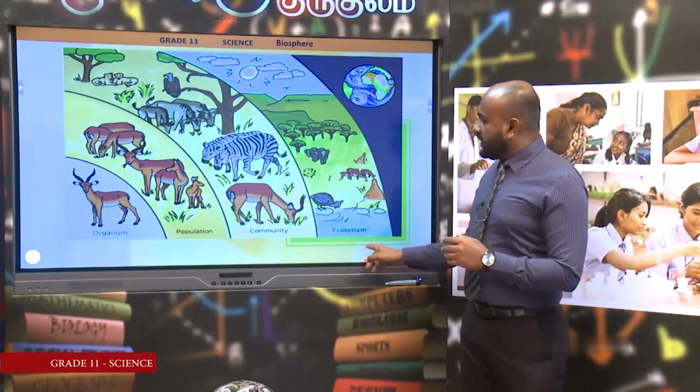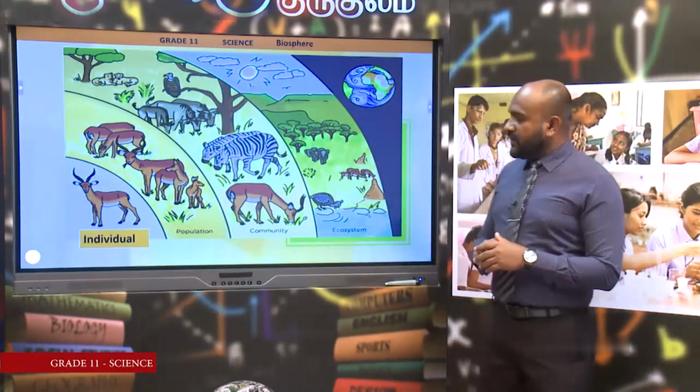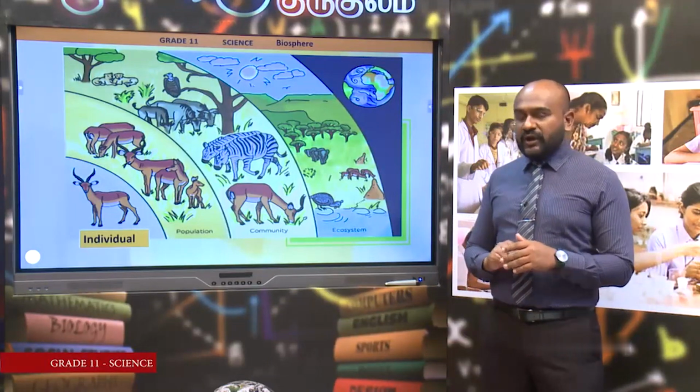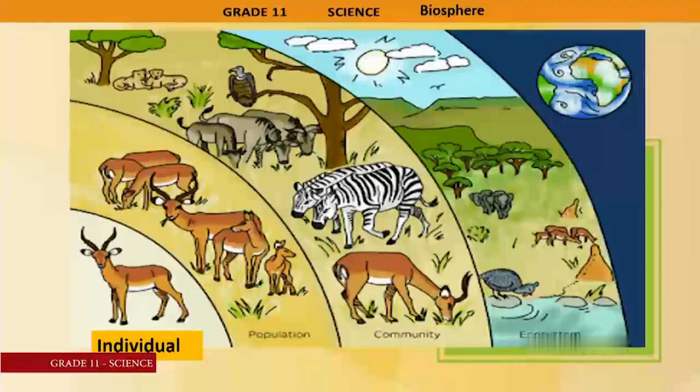Yeah. You can see this in a picture also. You can see an individual, just one organism belonging to a particular species in the environment, and then you can see a population. If you get a group of organisms of that particular species living in a particular area at a given time, that is a population. Yeah, this picture gives you an idea, and we are going to discuss these things again.